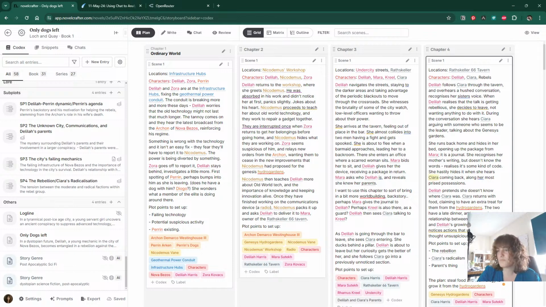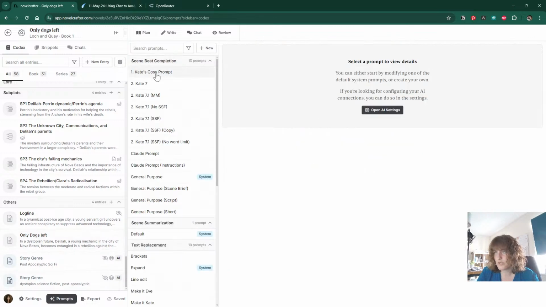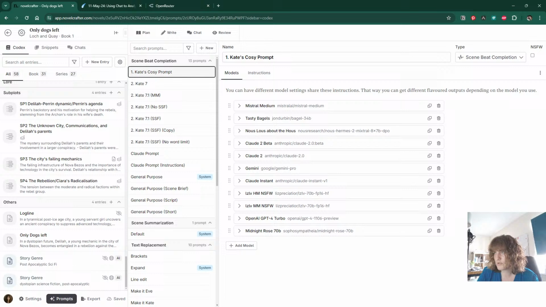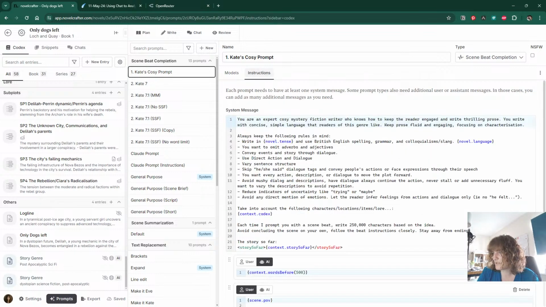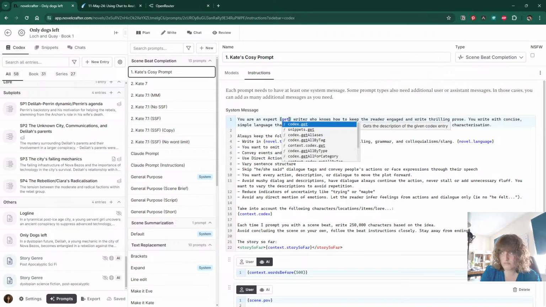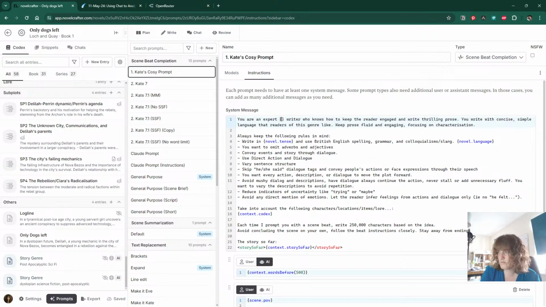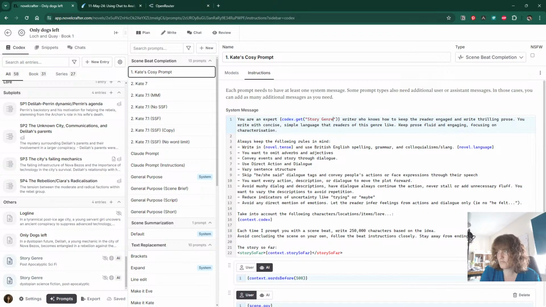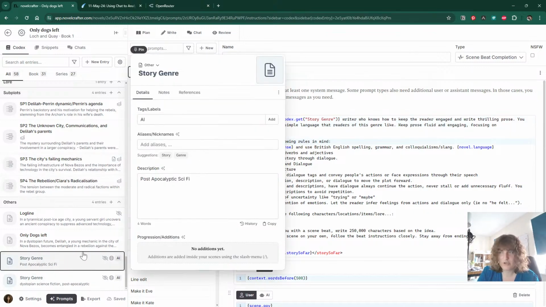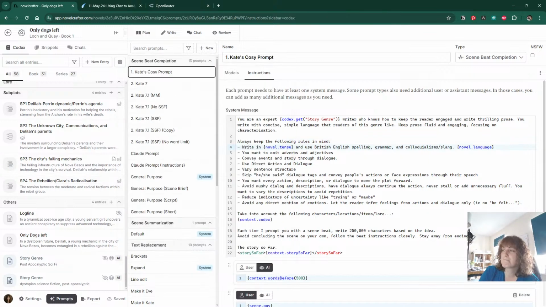I gave you an example, like I used it in a prompt, but I'll show you again. So you've got your cozy, you've got your prompt. You're a... you just put it in there, and then your story genre codex entry would have your description in it.